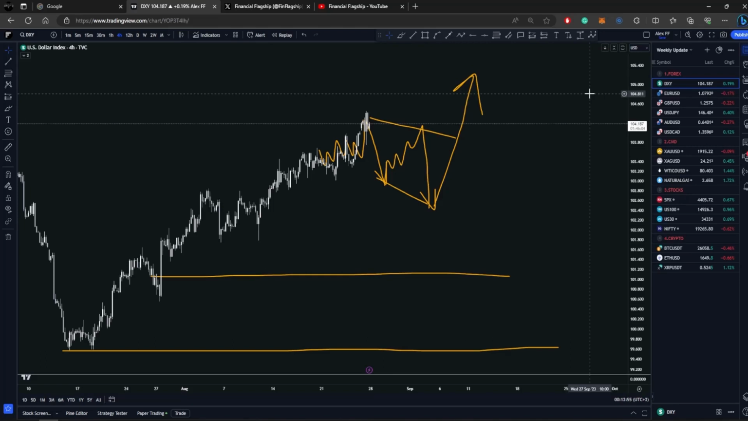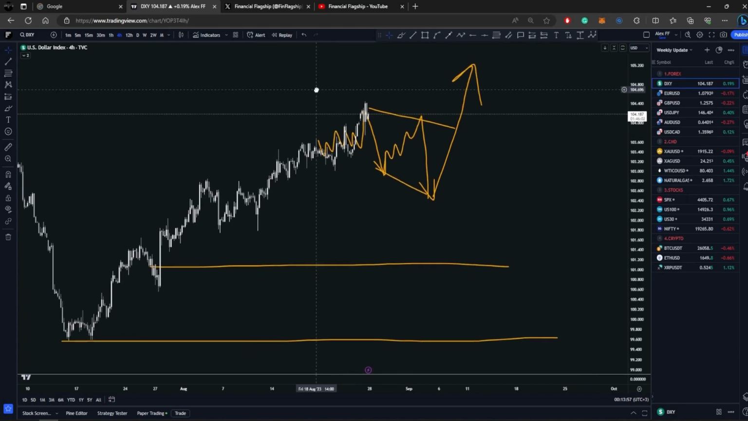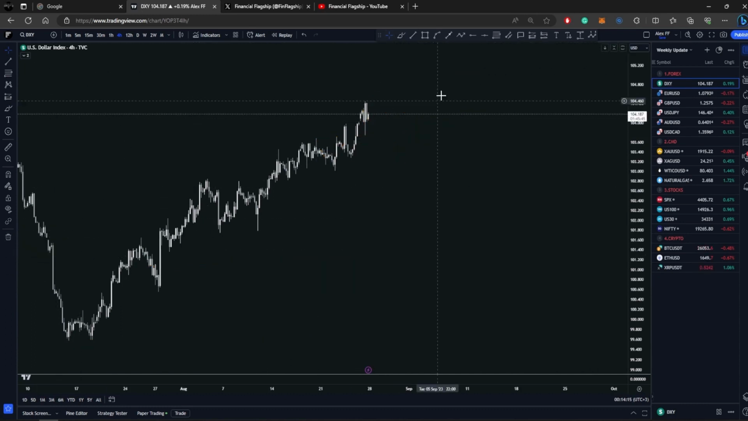Let's get going and start off with the DXY. And as you can see, last week our analysis was spot on. We were expecting DXY to make a slow push towards the upside and at some point the price to go down into a correction. So the way things are looking right now, the market needs to correct here. Like I was saying last week, my bias is a bit bearish for the DXY at this moment in time for the next week or the next 2 weeks.